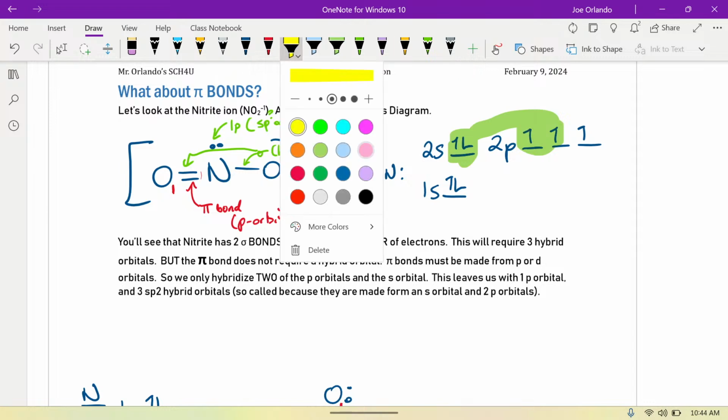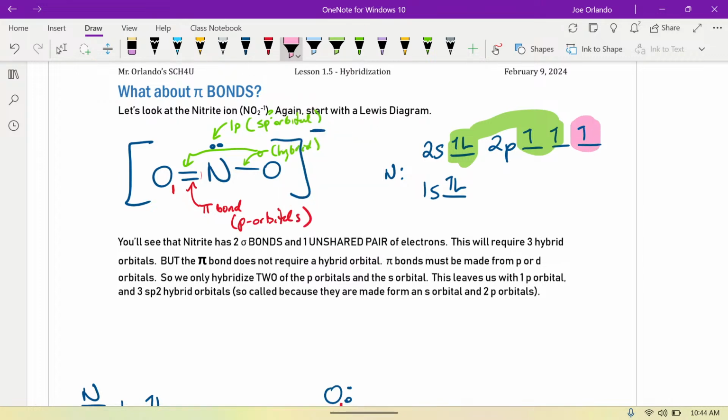But this one is going to be for the pi bond. Does that make sense? So this will be used for the pi bond, which means it stays a p orbital. Whereas these will be the lone pairs and the sigma bonds, which means they form hybrids. Does that make sense? Okay, so let's do that.